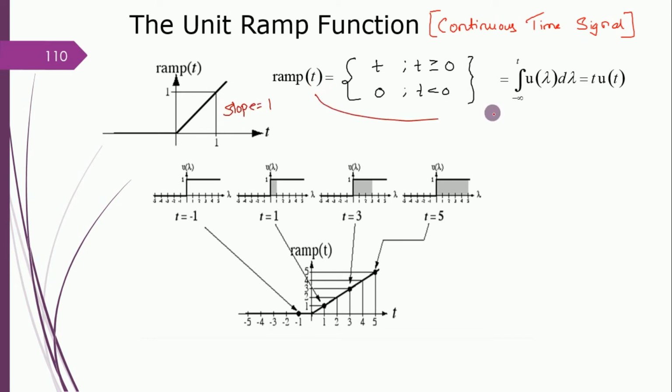This is also given by the integral of u of lambda d lambda, from minus infinity to t, which is equal to t u of t. Let me make this meaning clear to you with this diagram. The ramp function is 0 when t is less than 0 and it is t when t is greater than or equal to 0. Means if t is equal to 0, amplitude is 0. If t is equal to 1, amplitude is 1. If t is equal to 2, the amplitude will be 2.